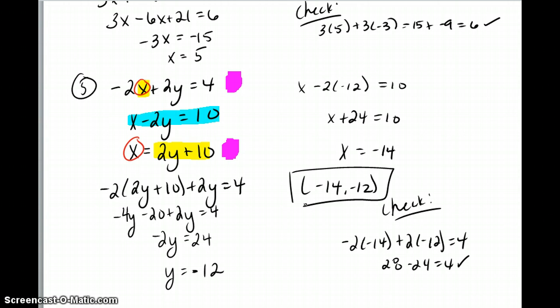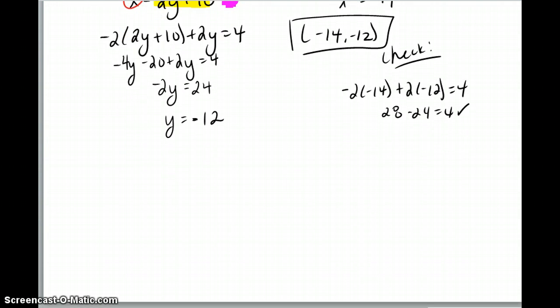Okay. So once again, you have to isolate a variable. We isolated one from here to here. From here to here. And then we take what it equals, plug it back into the equation, solve for y, plug it back in for y, solve for x, and you get negative 14, negative 12. Okay. All right, last example we're going to do, example number 6.